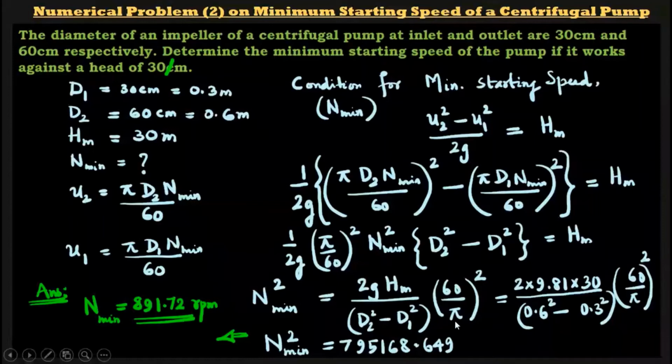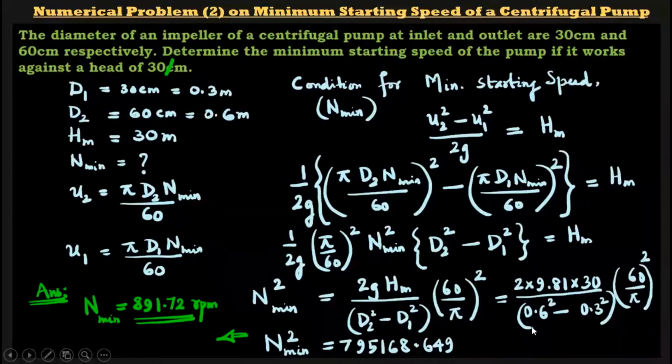So you can calculate now. So 2 into 9.81 into hm is 30 meters. Remember, head is in SI unit, that is meters. Then divided by the diameters given in centimeters, 60 centimeter and 30 centimeter. D2 is 0.6 meter, D1 is 0.3 meter.